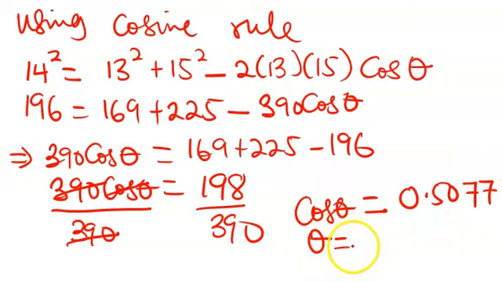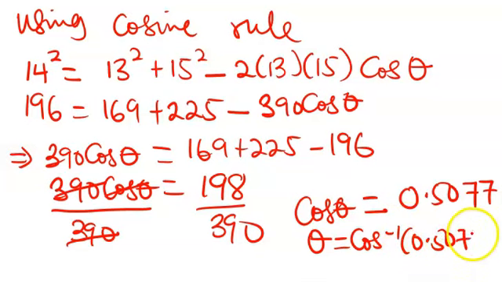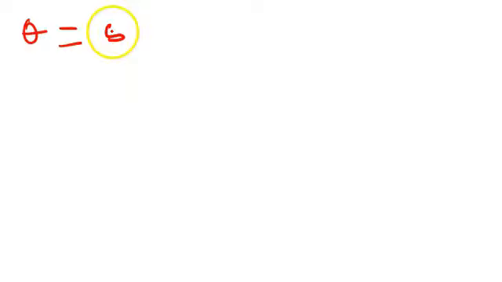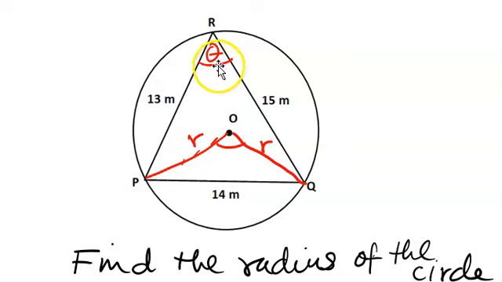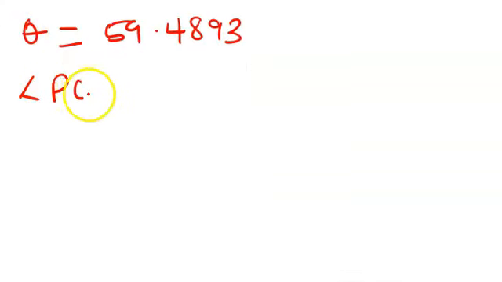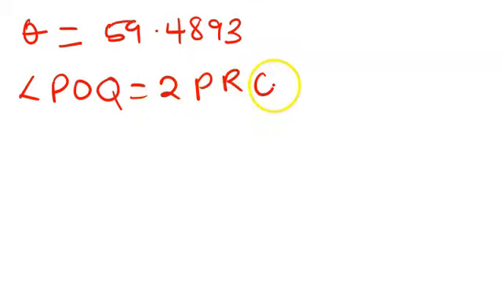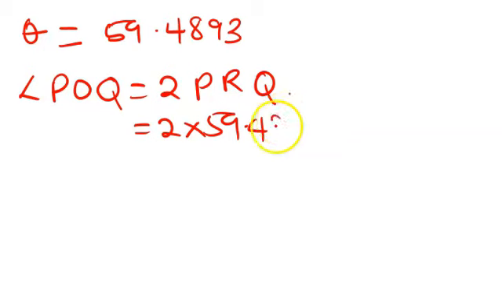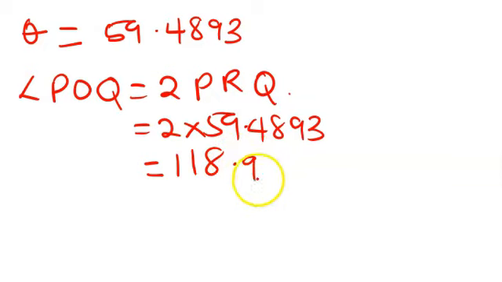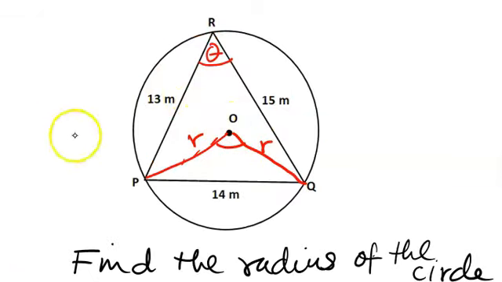So if you want theta, it is cos inverse of 0.5077. Now when we do that, theta becomes 59.4893. So we know this angle, and as I said from the diagram, angle POQ is twice angle PRQ, which is 2 times 59.4893. This will give us 118.98.